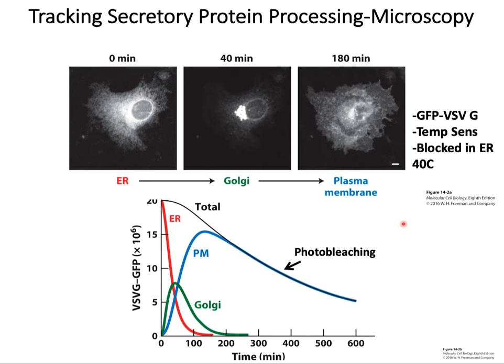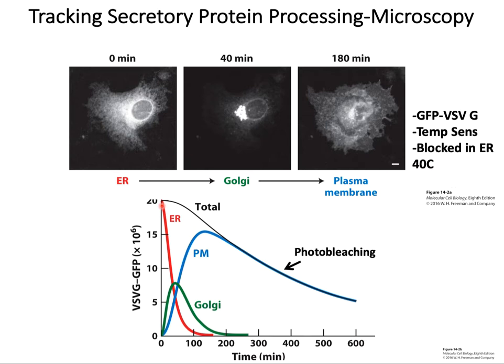So there is a traffic defect at 40 degrees, but just as you have seen before. What happened is that they expressed the GFP VSV-G in a mammalian cell as a chimeric protein that we have talked about before. So this VSV can now be tracked, as a fluorescent tag is attached to it. They kept the cells at 40 degrees, so all the GFP VSV would end up in the ER and stay in the ER. This actually synchronizes the synthesis of this protein.